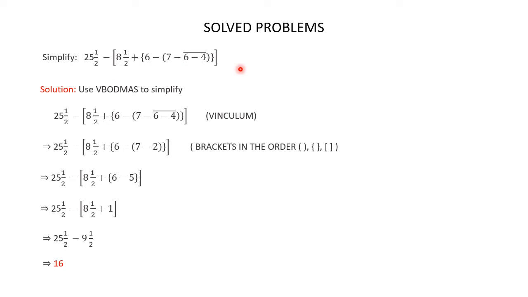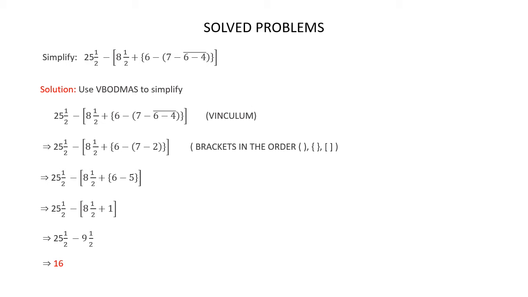Simplify this expression. To simplify this expression, use BODMAS. So first we have to solve whatever is under the vinculum or the bar. So here 6 minus 4 is under the vinculum. So solve that first. 6 minus 4 is 2. Next, solve whatever is given in the brackets. And brackets have to be solved in the order round brackets, curly brackets and square brackets.